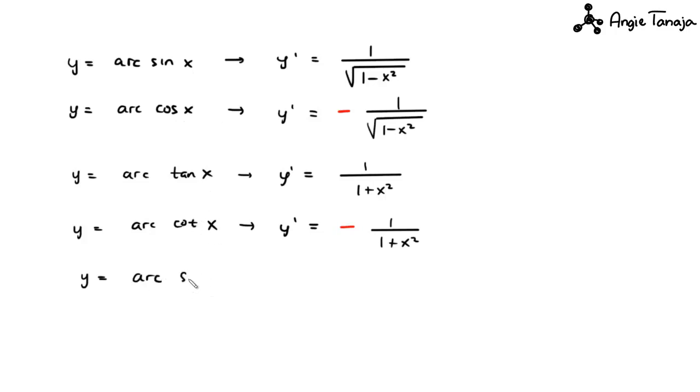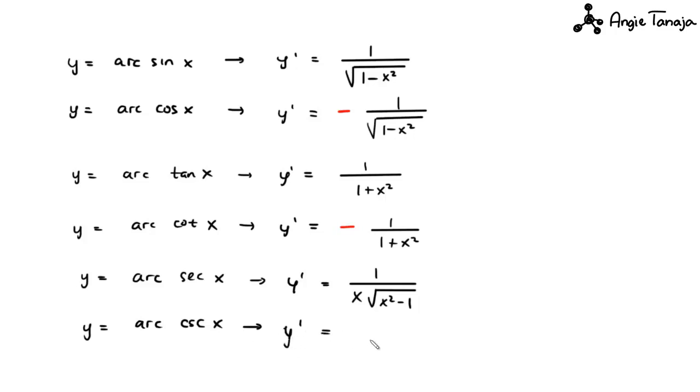Now let's take a look at arcsecant. So the y prime will be 1 over x times root x squared minus 1. Again, the same thing for arccosecant x. You just need to add the negative. So then you only need to memorize 3 from this.